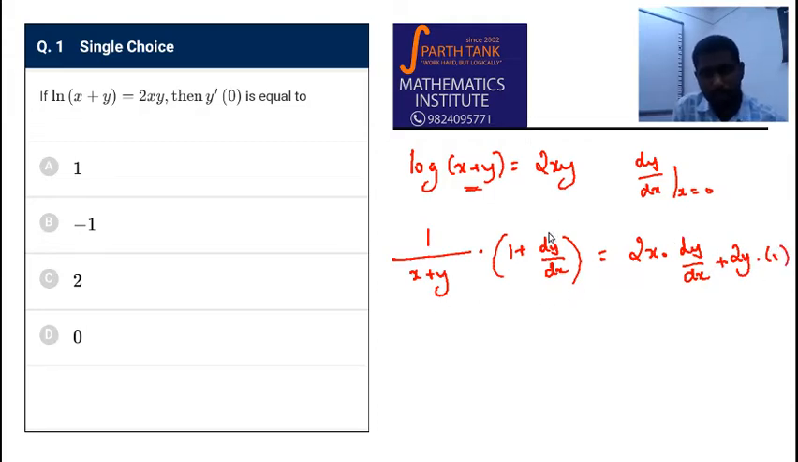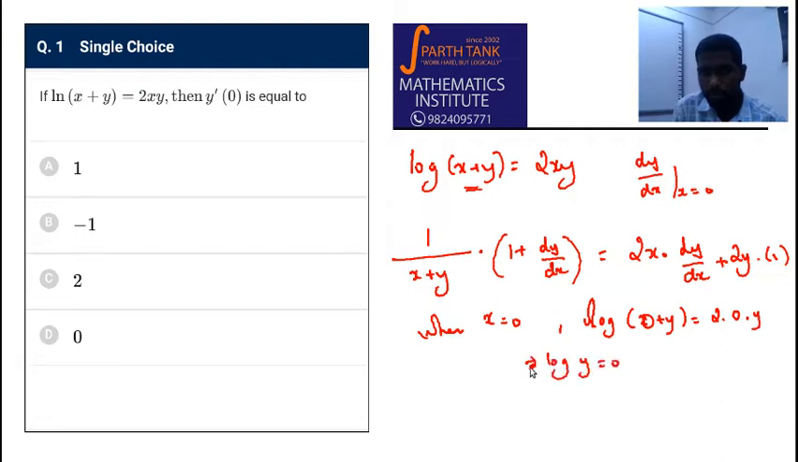Now here, instead of solving for dy by dx, rearranging and all that, the simpler thing is to substitute the values x is equal to 0 and the corresponding value for y. Now when x is equal to 0, y you can find from this equation, right? So substitute there, log of 0 plus y is equal to 2 into 0 into y, or log y is 0, y should be 1. Therefore when x is 0, y is 1. So using these two values in this equation, you get dy by dx at x is equal to 0.